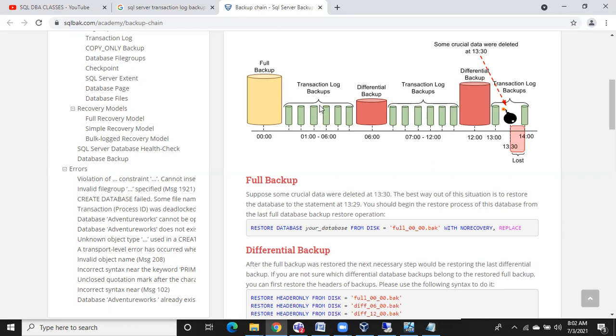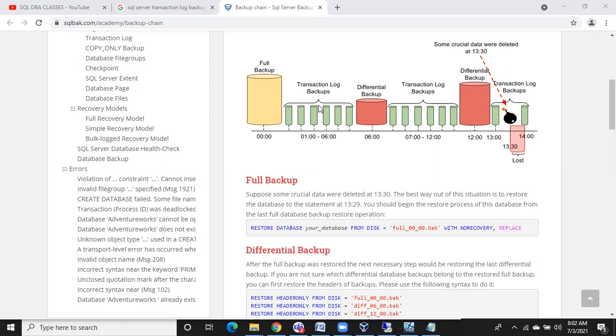Remember guys, one differential backup is fine to restore the database, but log backups are not like that. I told you, right? In case you want to get the data from 12 to 1, that can be achieved using this log backup, the 1 o'clock log backup. 1 to 2 can be achieved using this log backup, 2 to 3 can be achieved using the 3 o'clock log backup. So in that way they work.